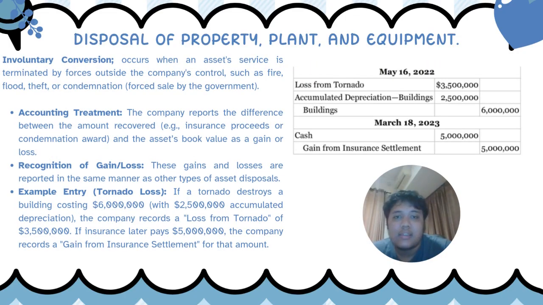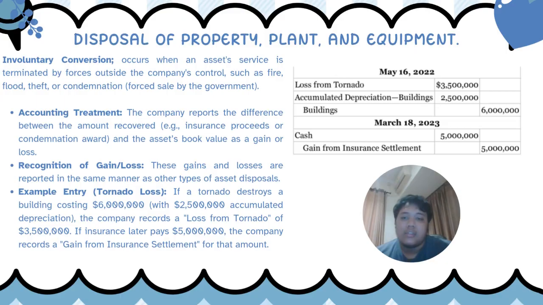Okay, and lastly is regarding involuntary conversion. It occurs when an asset's service is terminated by force outside the company's control, such as fire, flood, or condemnation, or any other natural disaster. And for the accounting treatment itself, the company reports the difference between the amount recovered and the asset book value as a gain or loss. And next is the recognition of gain or loss. This is basically done in the same manner as the other types of asset disposal.